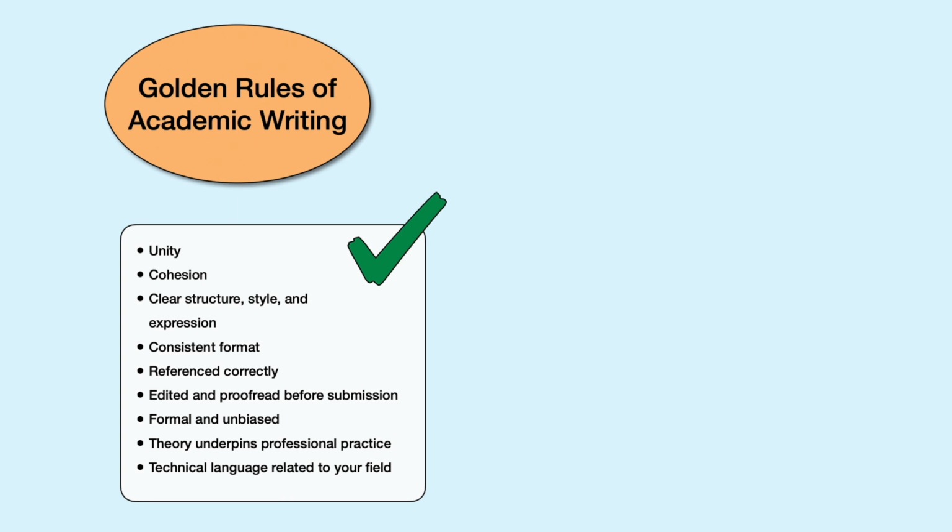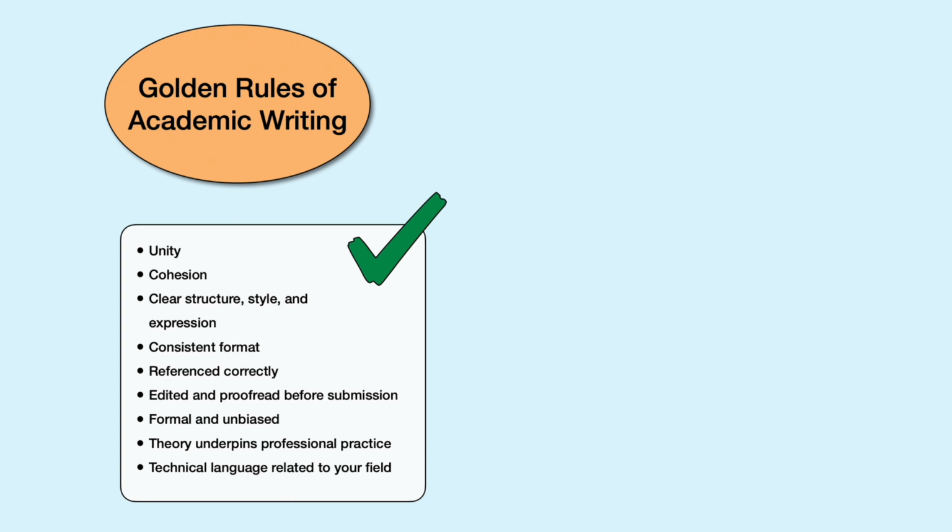We need unity. Get to the point, stick to the point. Don't go off on a tangent. Cohesion. The flow from sentence to sentence, from paragraph to paragraph. Think about a clear structure. How are your paragraphs ordered? Do they tell a narrative? Think about your style. Remember, you should remain formal and unbiased. Think about your expression. The format should be consistent.